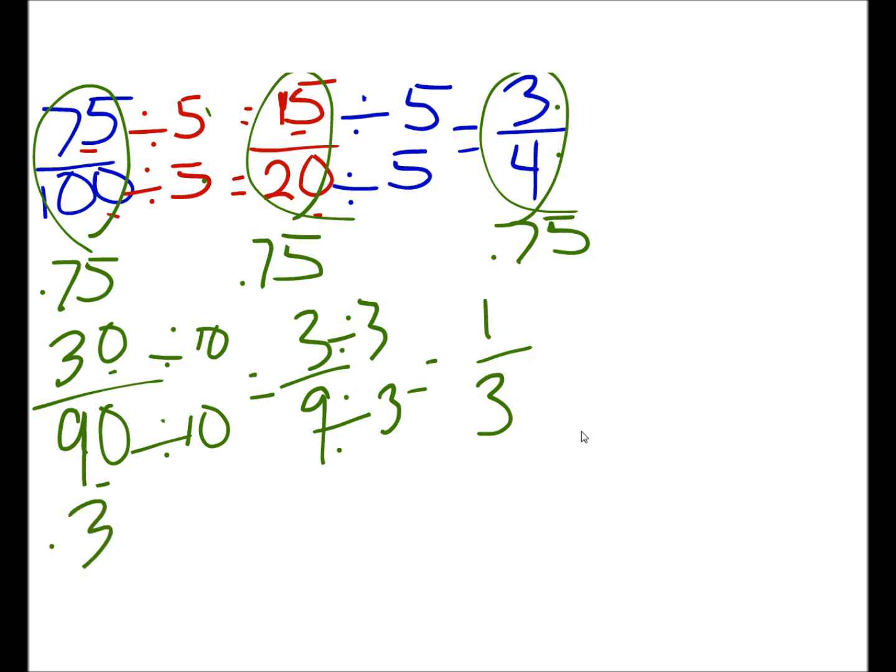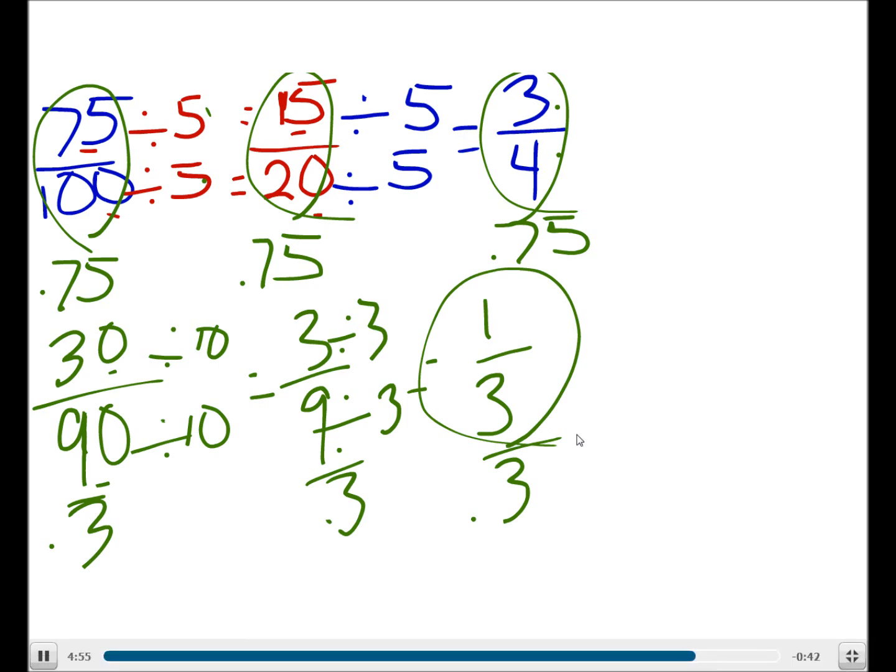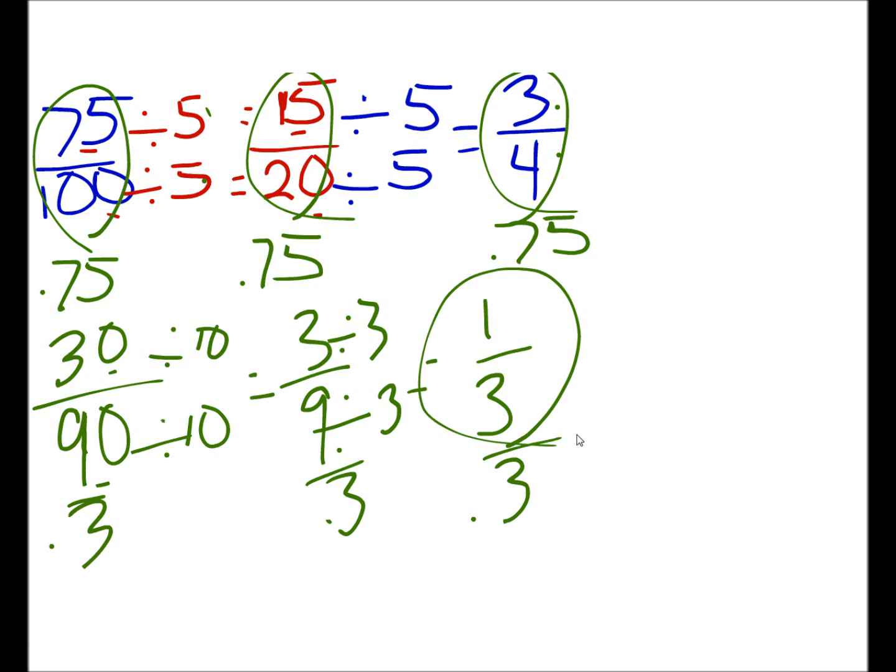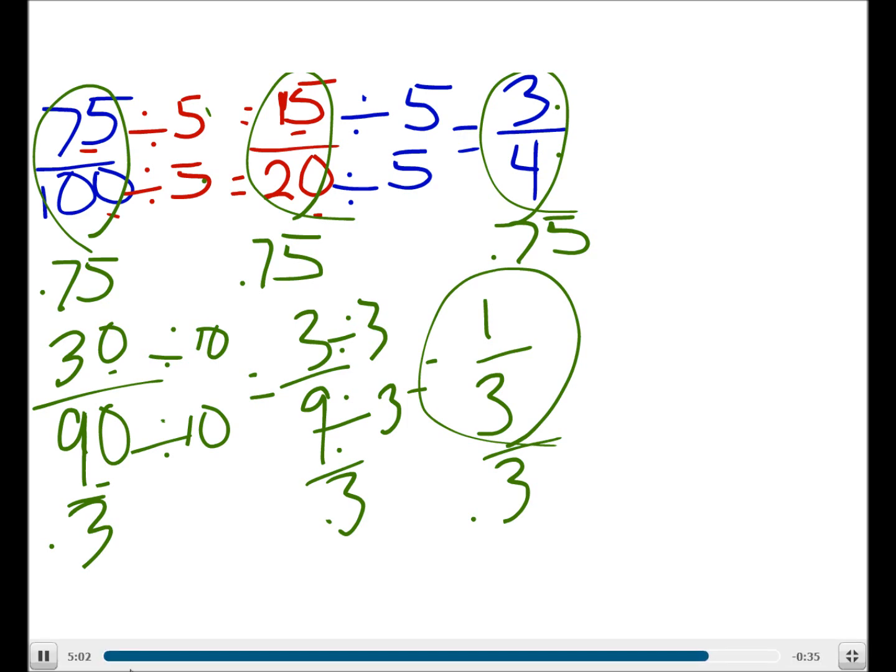All of these, when divided out, will give us 0.3 repeating. Equivalent fractions, and we reduced it to the lowest amount possible. Now, you'll get into some situations where it will just be the lowest amount possible already. So there is no reducing.